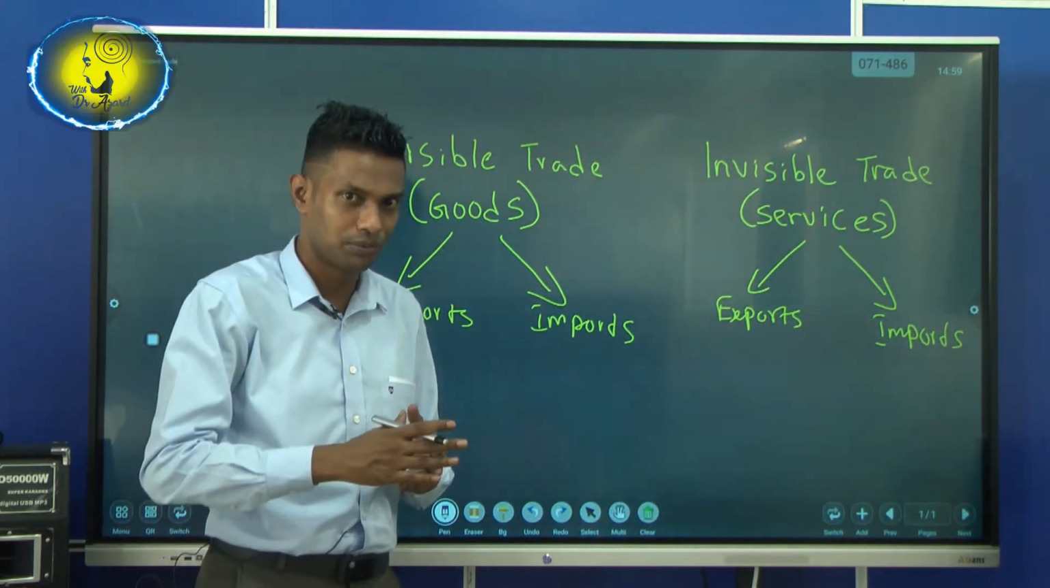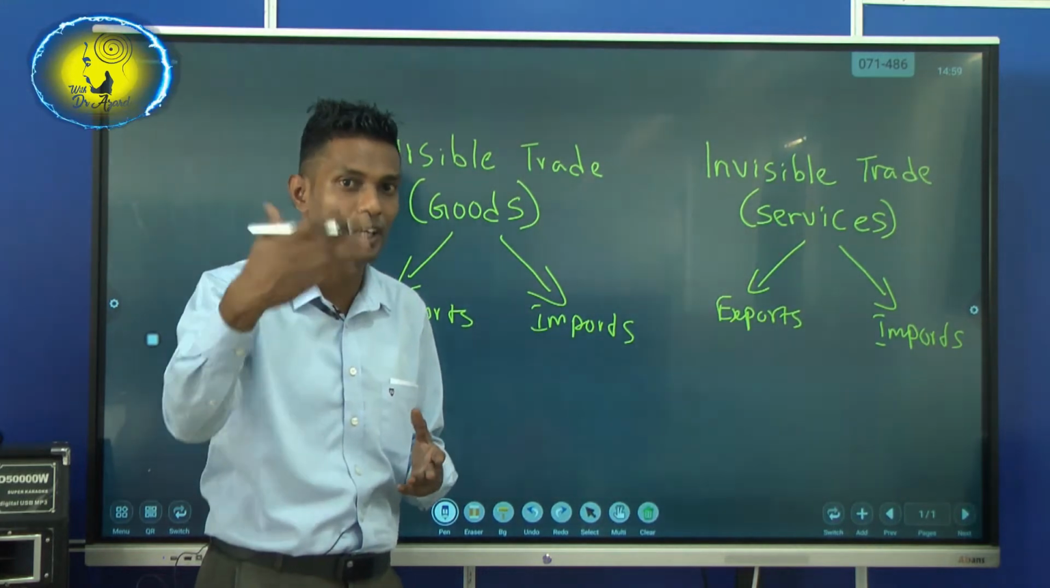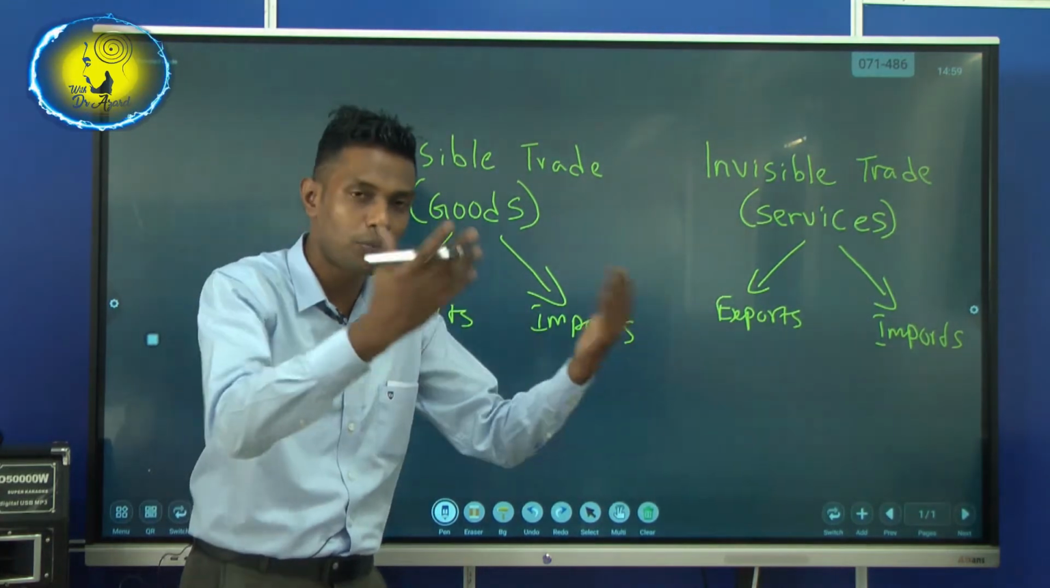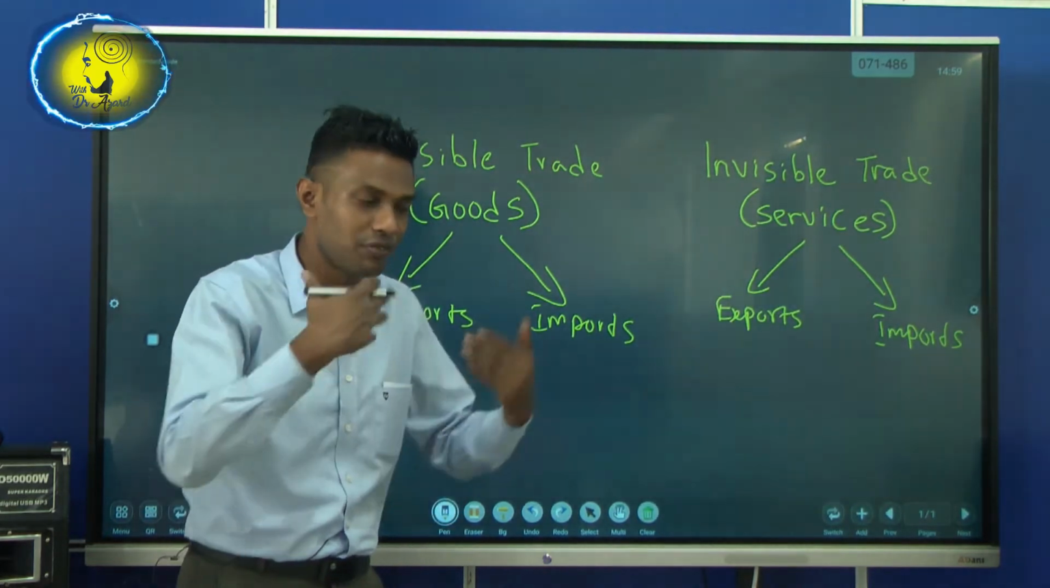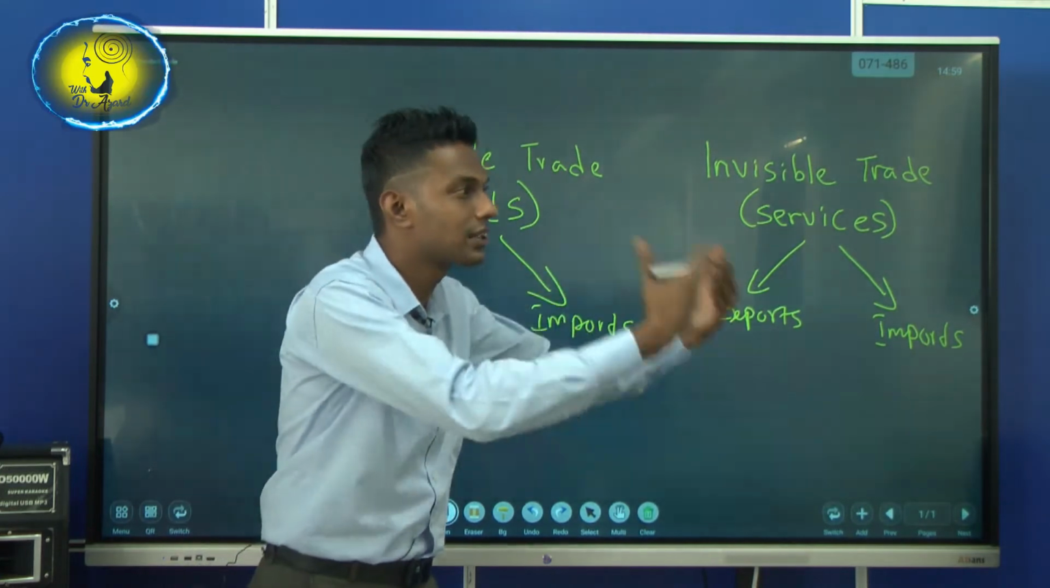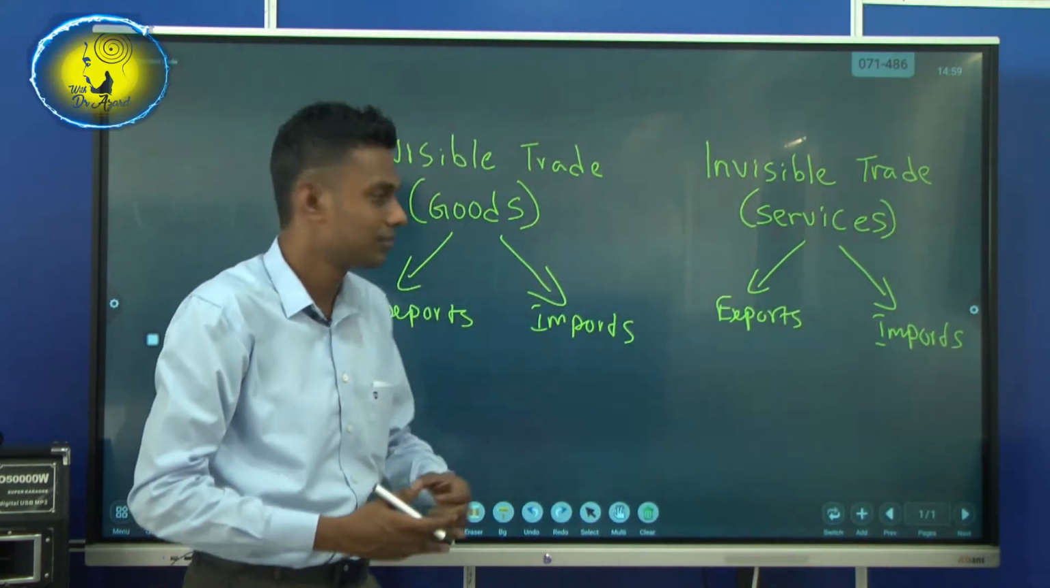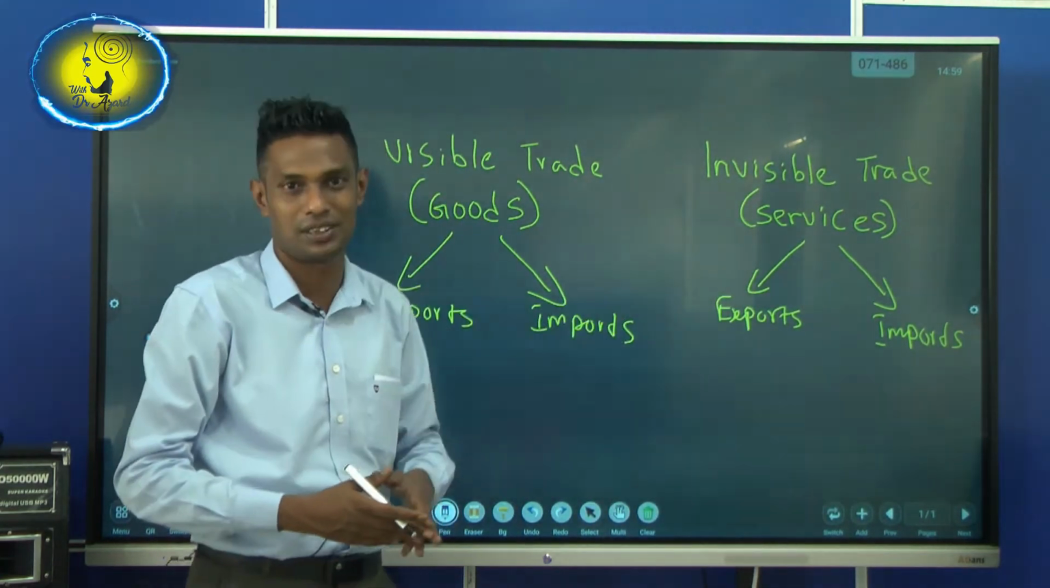It's not a good. It's a service which we are providing. We are providing air transportation. He is obtaining our service. He has purchased our ticket. That means we have given our service to that particular foreigner. That means we have exported a service.